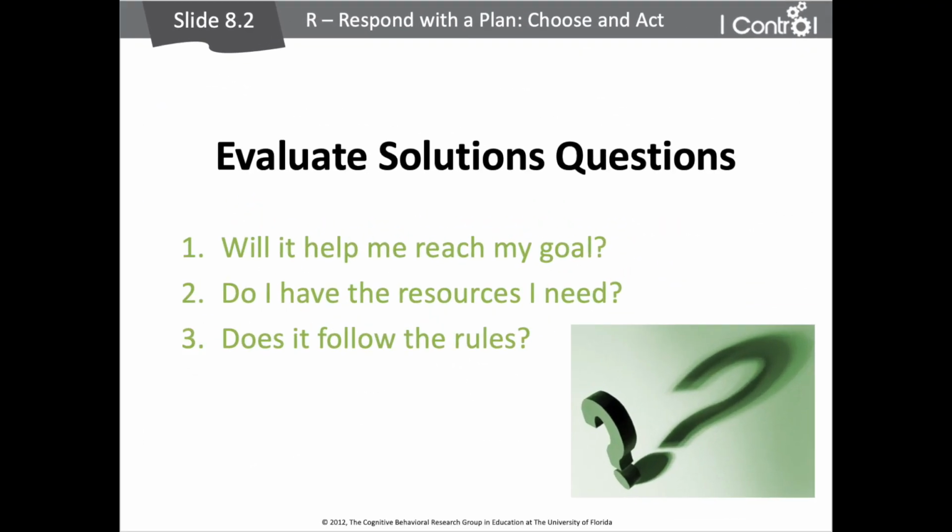In Lesson 7, you learned the first step of R, respond with a plan, in the CNTRL problem-solving steps. You learned how to use three evaluating questions for each solution to determine their strengths and weaknesses. In Lesson 8, you will learn the rest of Step R, respond with a plan, which is to choose the best solution to solve your problem and reach your goal. You'll learn how to make a plan and carry it out.